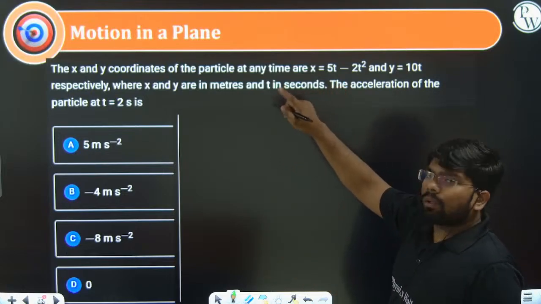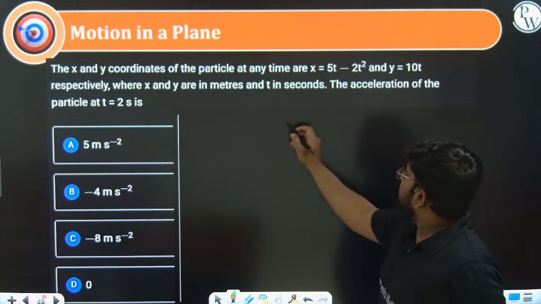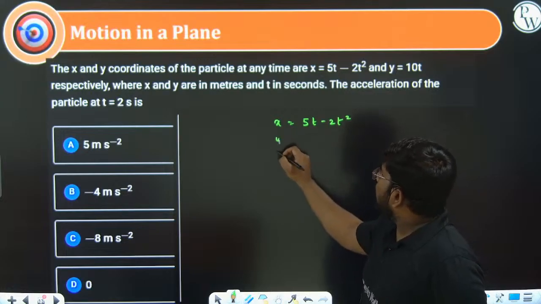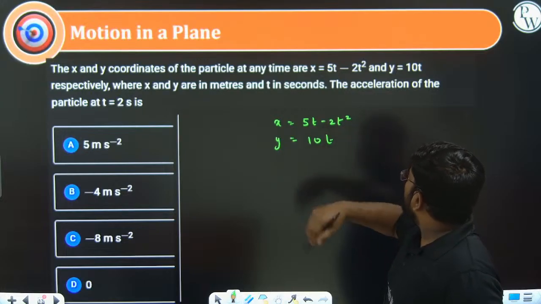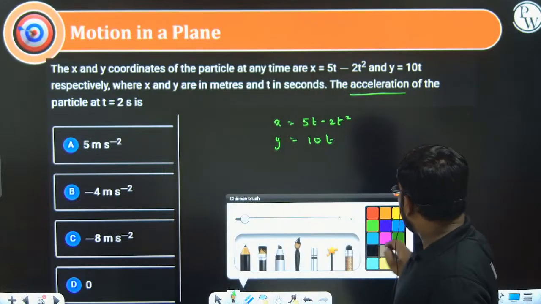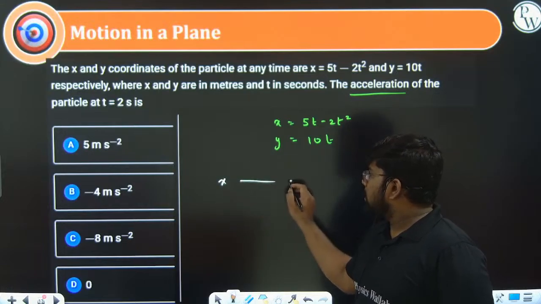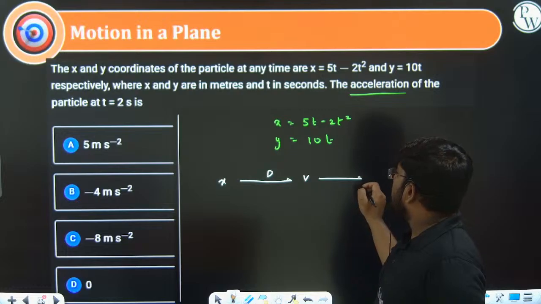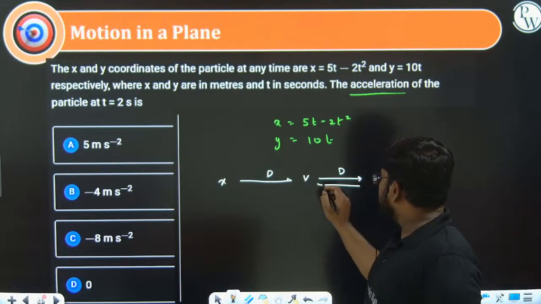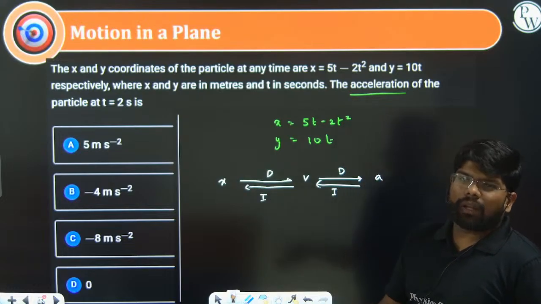So now, based on concept, let us do some questions first. The x coordinate is given as pi t minus 2t square, and the y coordinate is given directly as 10t. Now they're asking to find the acceleration at t equal to 2 seconds. If you know position, how to find acceleration? Differentiate once, we'll get velocity. Differentiate once again, we'll get acceleration. Right? How to go back? If you know acceleration, how to find velocity? Integrate. That's it. Kinematics is all this only.